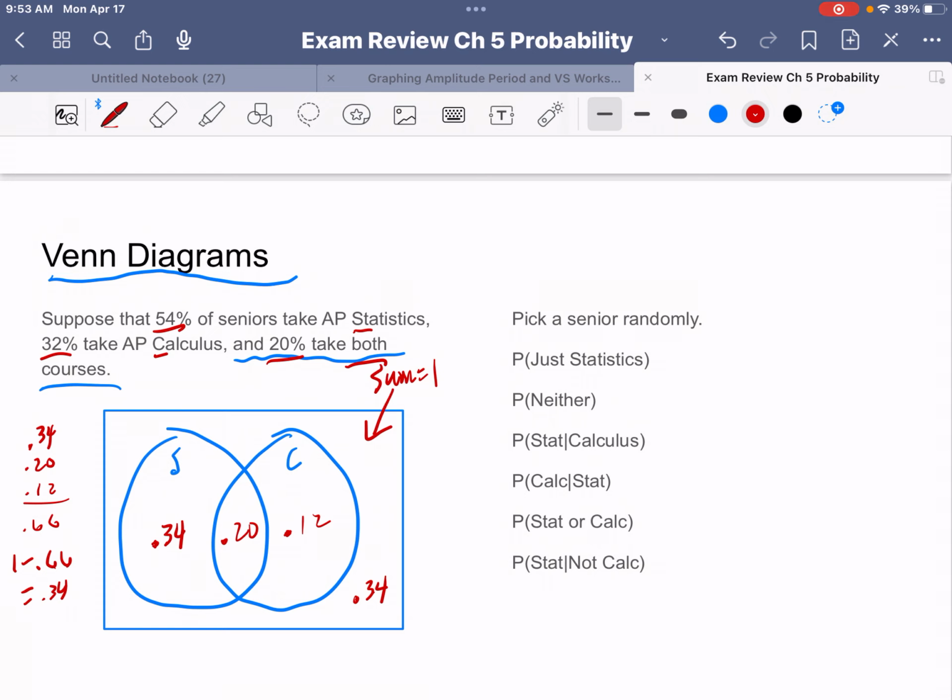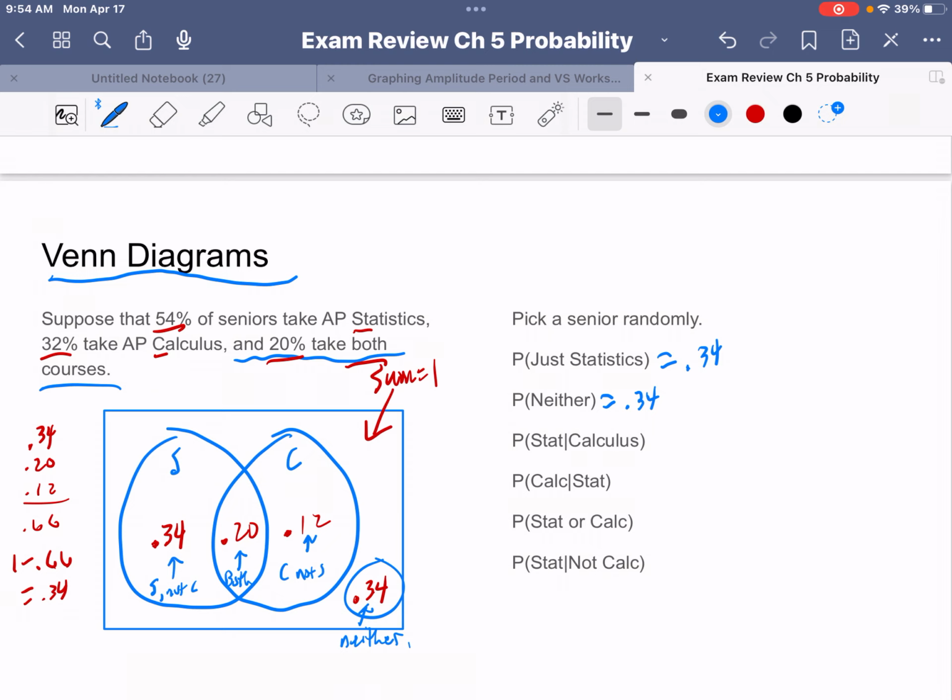Okay, now before we start answering questions, let's talk about this. The 0.34 is the students who take statistics but not calculus. These are the people that take calculus but not statistics. These are the students that take both, that was given. And these are the students that take neither. Okay. Pick a senior randomly. What is the probability that the person takes just statistics? Oh, that's the 0.34 over there. What is the probability of taking neither? Well, that's the other 0.34.